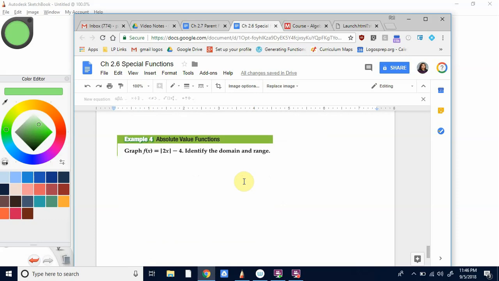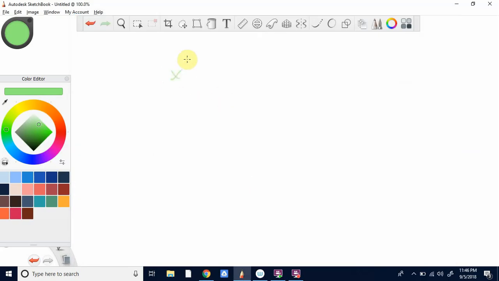So let's look at an example. They want us to graph this function and identify the domain and range. The next section, we're going to learn transformations. They'll make this much easier. But for now, in order to graph this, we have to make a table. So we're going to create a table, x and y, or f of x. So we're going to just pick some points. -3, -2, -1, 0, 1, 2, 3.